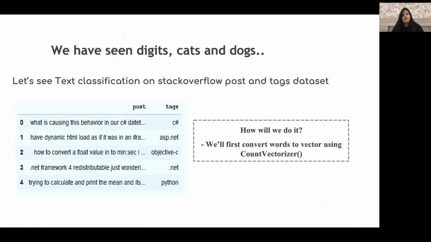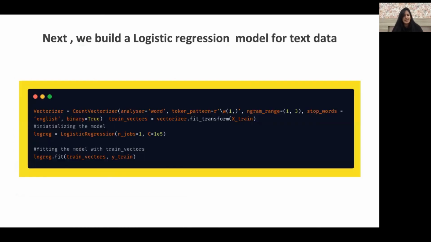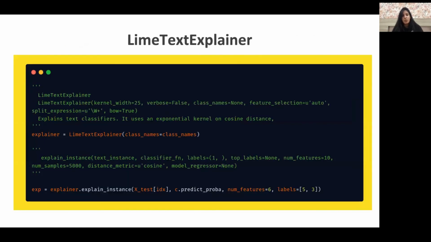So let's say we are trying to do a basic text classification on Stack Overflow data. So what we'll generally do is that we'll convert it into vectors. You can use any technique. Let's say I'm using count vectorizer. I can just convert it to tokens. And we are learning a logistic regression over it. Then once we have fit the model, we want to learn a text explainer over it.